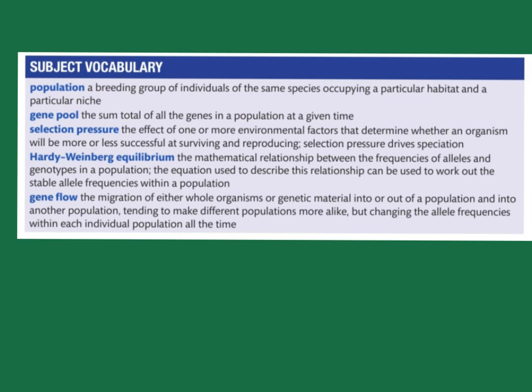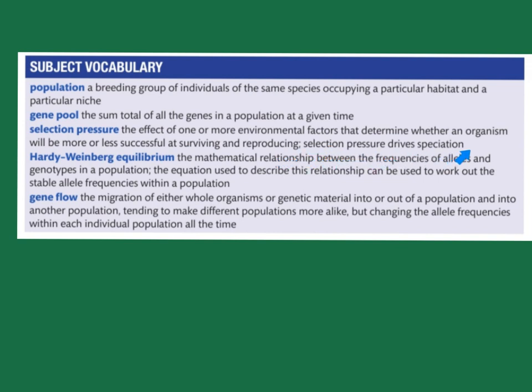Here is important terminology and their definitions that are needed for this lesson. Population: breeding group of individuals of the same species occupying a particular habitat and a particular niche. Gene pool is the sum total of all genes in a population at a given time. Selection pressure: the effect of one or more environmental factors that determine whether an organism will be more or less successful at survival and reproducing.